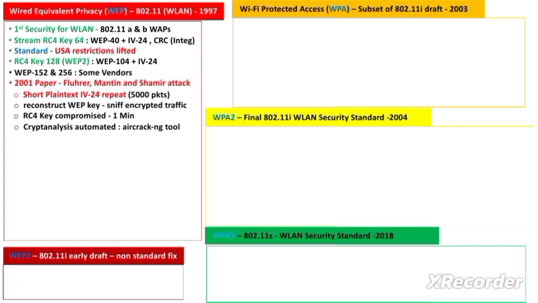So by reconstructing this key, the hacker was able to sniff the encrypted traffic and perform other attacks because he was able to crack the RC4 key within 1 minute. Then this cryptanalysis was also automated by many tools, including the most famous pen testing tool, Aircrack-NG.